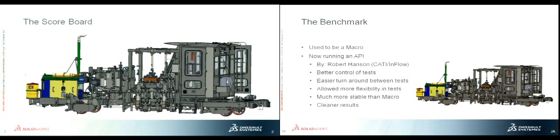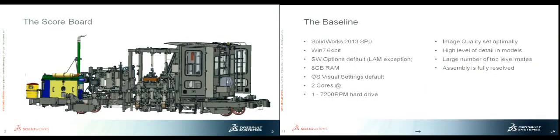All right, so the benchmark itself. The benchmark that we've run in years past used to be a macro that we had written. This time around, we had Bob Hansen, one of our CATI and inflow techs, help us out in running an API for creating this. We get overall better control of our tests, and easier turnaround between those tests. It allowed for a lot more flexibility in what we were able to get results for. It was much more stable than our macro, and the results were cleaner overall. We were a lot happier with the way everything turned out. It just seemed to be clean and consistent across the board. So that's what we ended up with for our benchmark.